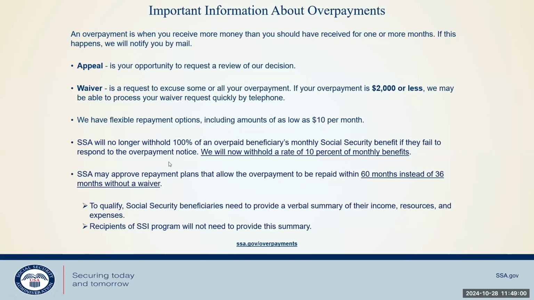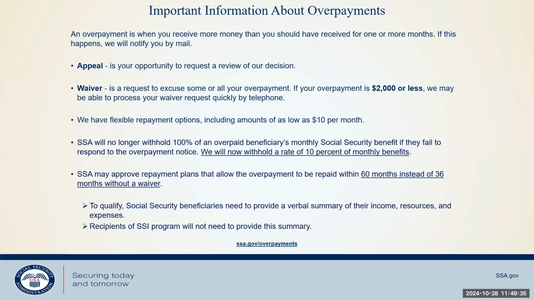On the Social Security side of things, it used to be that if you received an overpayment notice and you did not respond to the notice that we sent you, we'd give you the ample appeal time, the 60 days. And then after that, if we didn't get a response, we held your entire check and applied it towards the overpayment. We've discontinued that. If you get the letter and you don't reply in the appropriate appeal time period, they will simply do a 10% rate of withholding to pay back the overpayment. So that should help some individuals there.